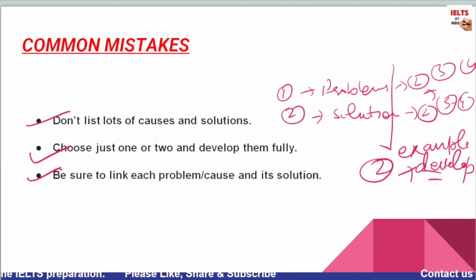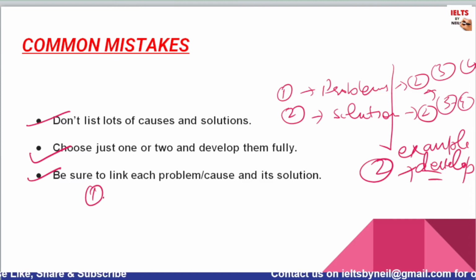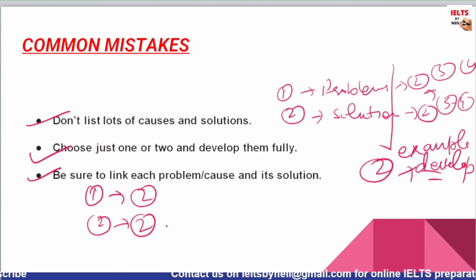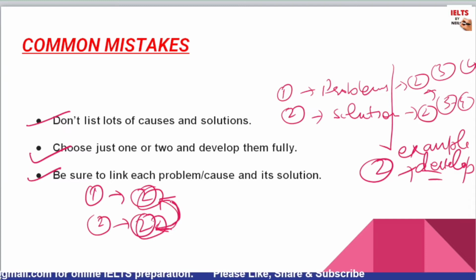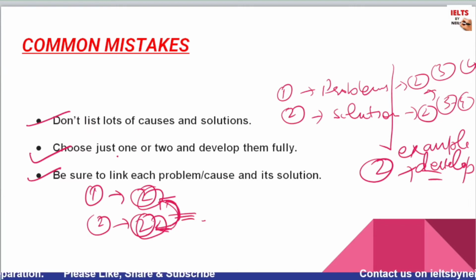Okay, next one is be sure to link each problem or cause and its solution. This is also very important: in the first body paragraph you have written 2 problems, and in the second body paragraph you have written 2 solutions. So what you have to make sure is that the solutions you are providing here should be the solutions for the 2 problems you talked about in the first body paragraph. So these 2 problems will have these 2 solutions. Okay, they should be linked with each other. I hope these common mistakes are clear to you.